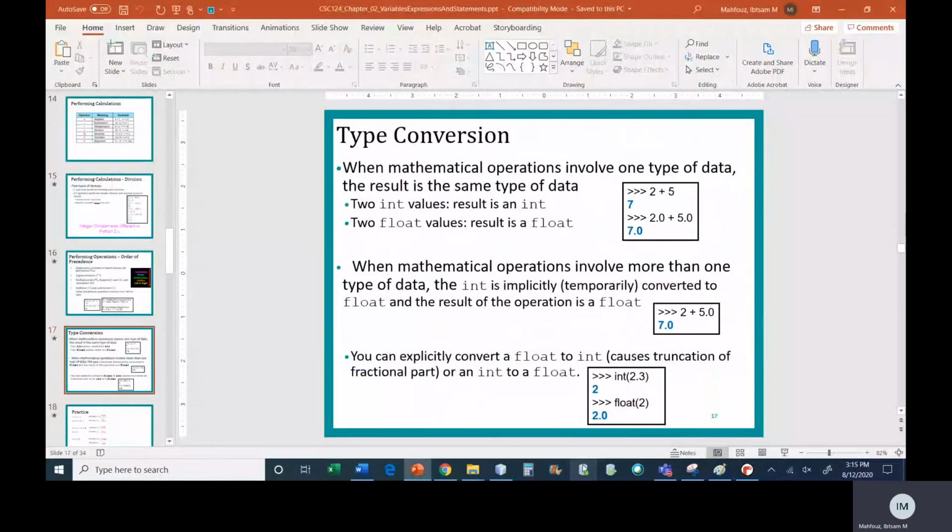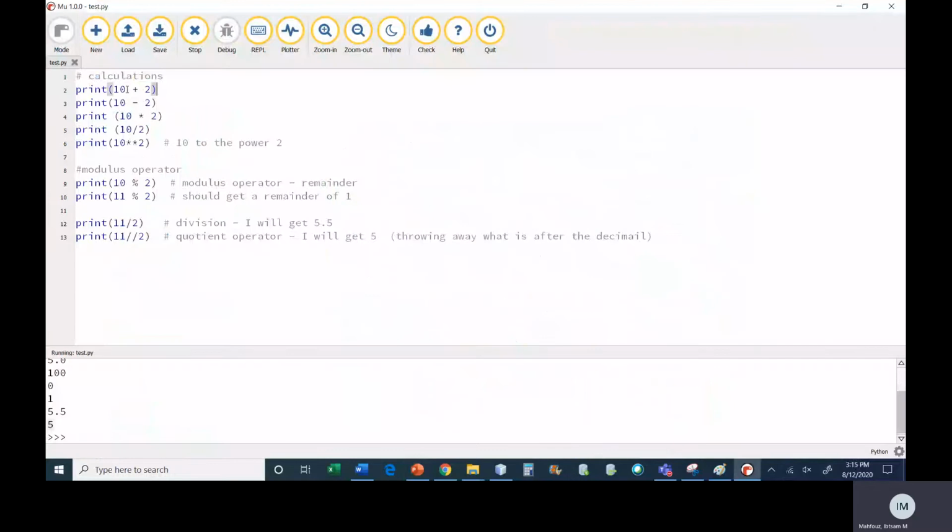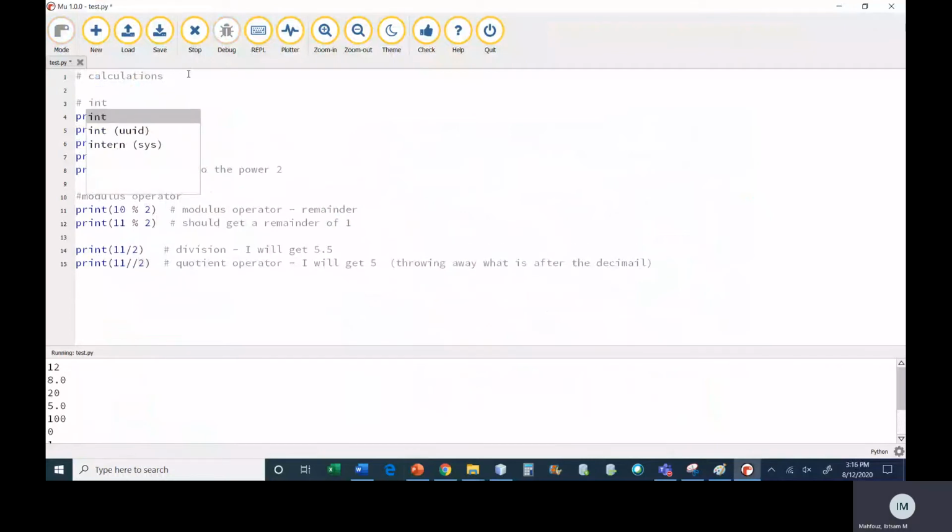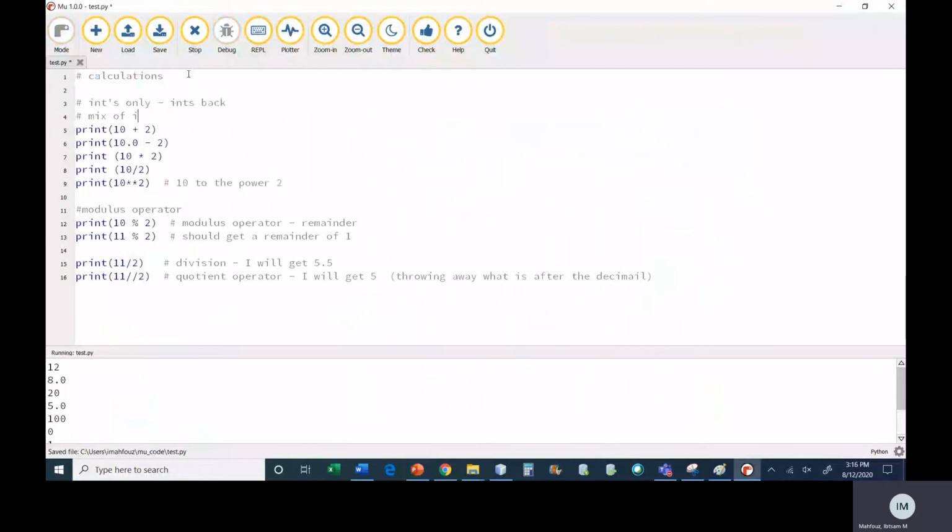Now, notice here that when I did 10 plus 2, 10 is an int, 2 is an int, so I got my answer back as an int. Now here, in the second one, I'm going to change one of them to a decimal. So now I have a float minus an int, and what happens is I get out of it a float. So when you have ints only, you're going to get ints back. If you have a mix of ints and floats, the answer will be upgraded to a float. Means you're going to get floats back.